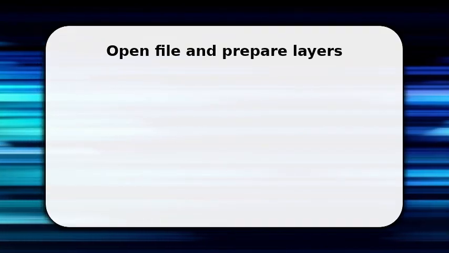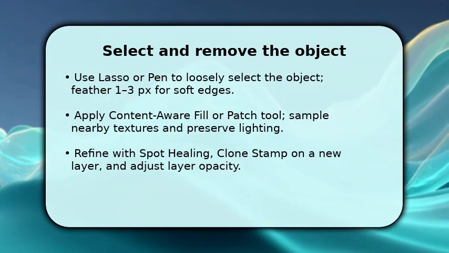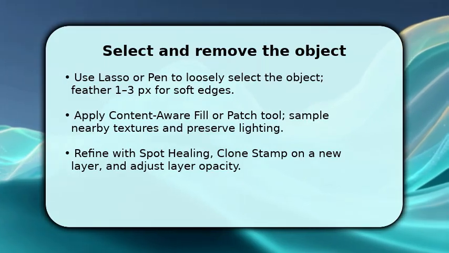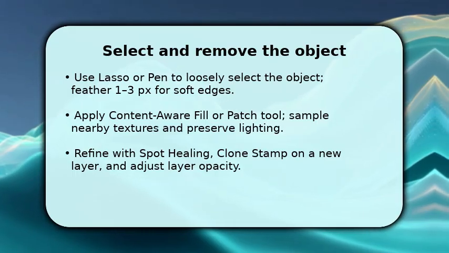Make sure your healing and clone sources are sampled from current and below when appropriate, because that choice changes how textures and lighting blend. You now select the object using a lasso or the pen tool. Keep the selection slightly generous and add a 1/3px feather so edges blend.